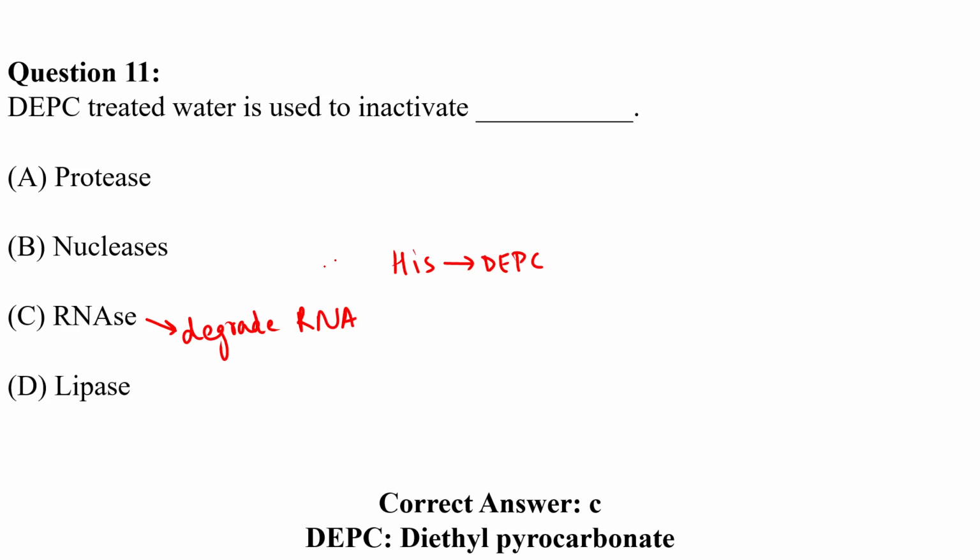So, for that, we treat the water with DEPC. Whatever RNases will be there, the active site of the RNase enzyme will be inactivated by DEPC. And that's how the enzyme will no longer be active, and thus will no longer be able to chop off the RNA molecules. So, this is very important in every molecular biology experiment. If you do not want your RNA to get degraded in your samples, you should use DEPC treated water that can protect the RNA samples from getting degraded.